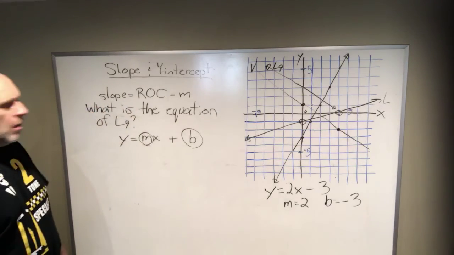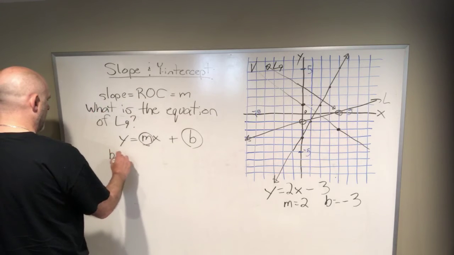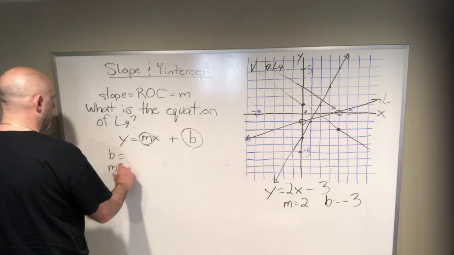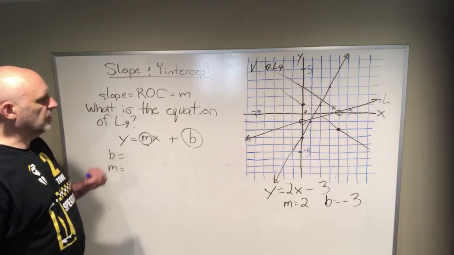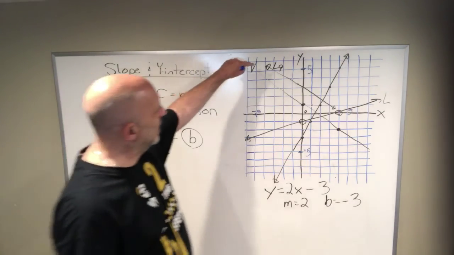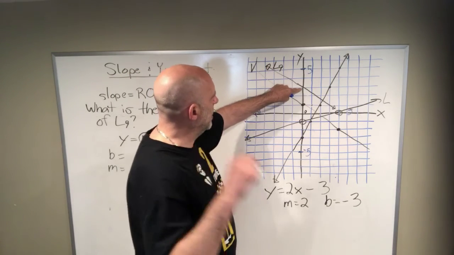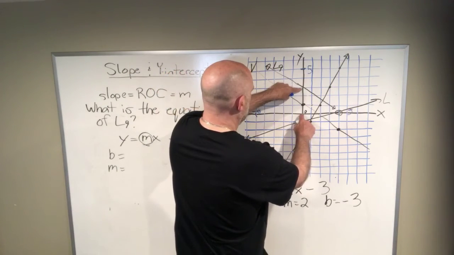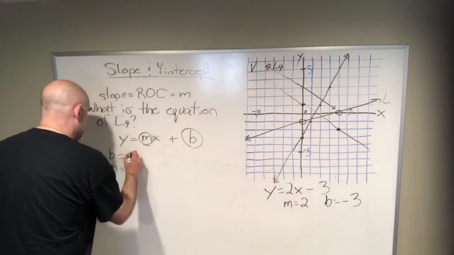What is it? Okay, I have to know b and I have to know m. Slope, y-intercept. So first of all, where's the y-intercept? It's the easiest thing to spot. Look at L9. Where does it cross the y-axis? It crosses right there. What number is that on the y? Here's 0, 1, 2, 3. b equals 3.